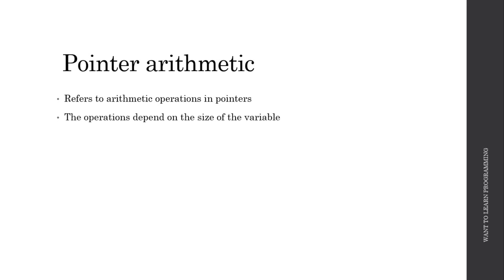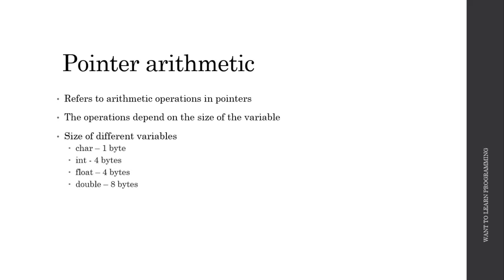The operations depend upon the size of the variable. For size of the variable, let's look at this table. The size of the variable for different variables are: for char it's 1 byte, for integer it is 4 bytes, for floating point variables it is 4 bytes, and for double it is 8 bytes. So the size of the variables might increase or decrease based on what bit machine that you are using.